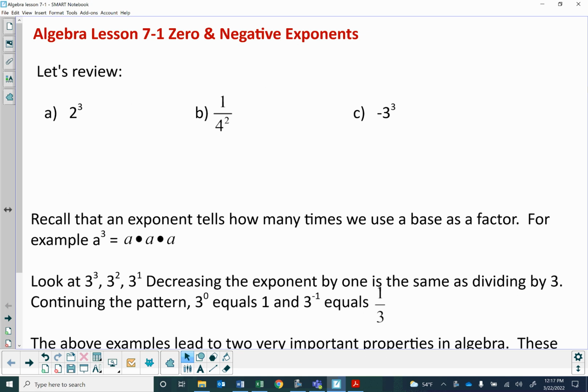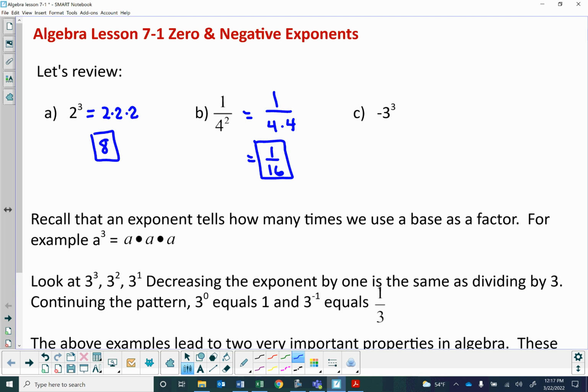If we took 2 to the third power, to evaluate that, this essentially means that we have 2 times 2 times 2. 2 times 2 times 2 is 2 times 2, which is 4, times 2, which is 8. 1 divided by 4 squared means that's 1 divided by 4 times 4, which means this is 1/16.